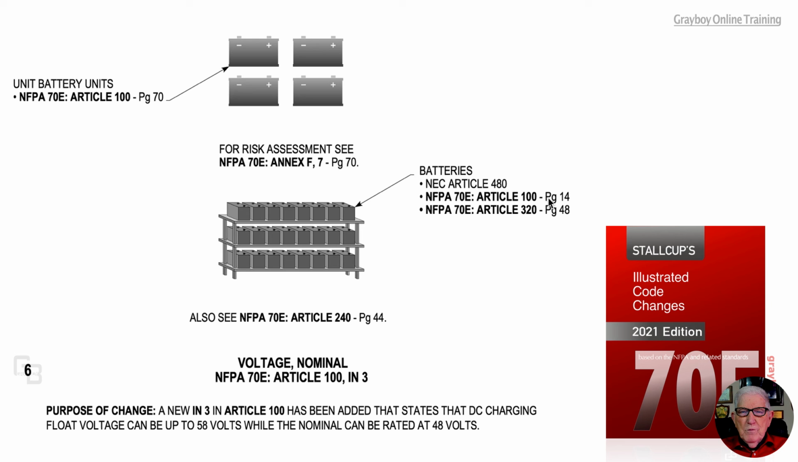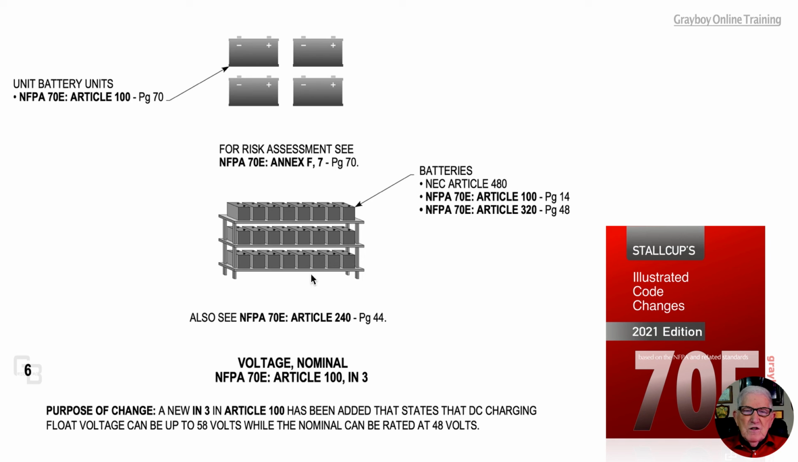70E Article 100, page 14, as well as Article 320 on page 48, as well as Article 240 on page 44, has a great deal of information about batteries. And notice we list here Article 320. Here we list the Article 240. So this new informational note just states some important values of voltage that we would see operating from a battery source, as you see in the illustration.